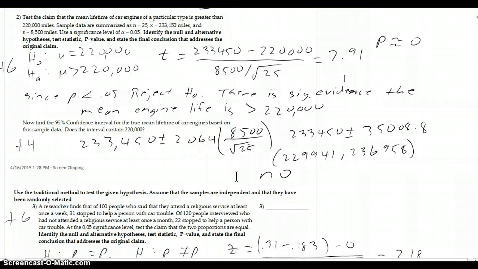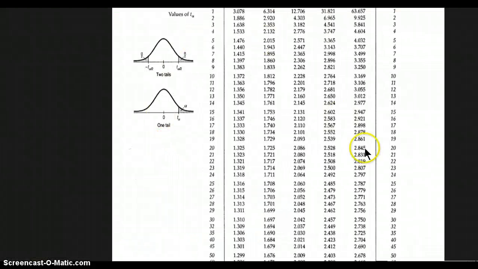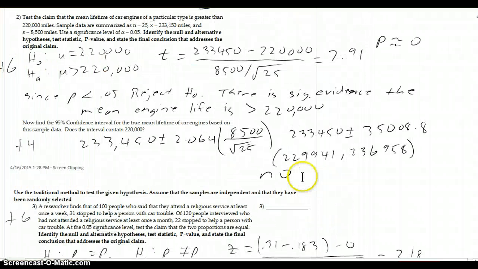And then if we do a 95% confidence interval, some people have an issue with the correct t multiplier. Again, there was 25 here, so we should look in row 24, and we're looking for 95%, which is the middle column here. Row 24, there it is, 2.064. Right there is our t multiplier. So we are 95% confident the true mean engine life is somewhere between 229,941 and 236,958. Is 220,000 in the interval? No. This gives us a lot of indication that the average engine life is greater than 220,000 as well.